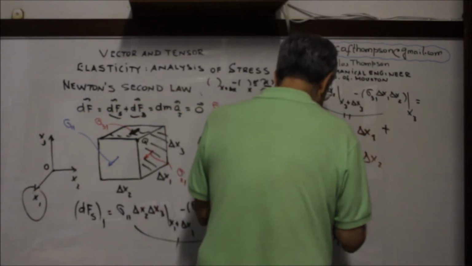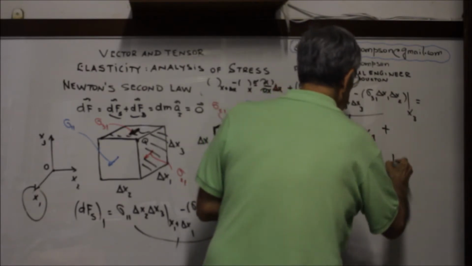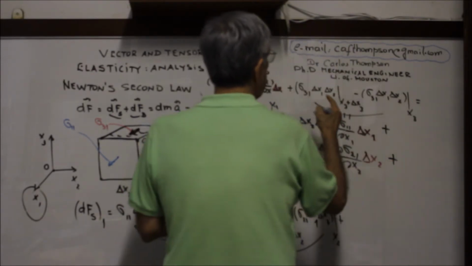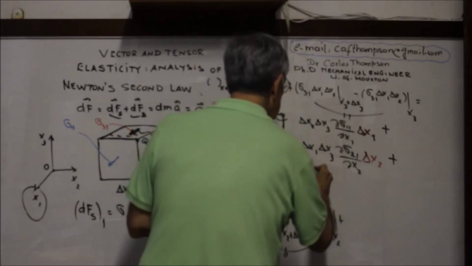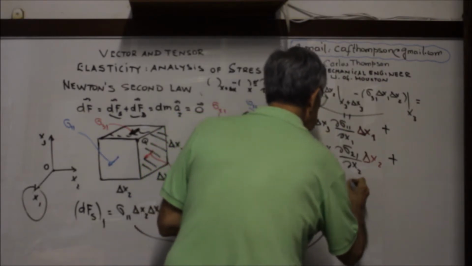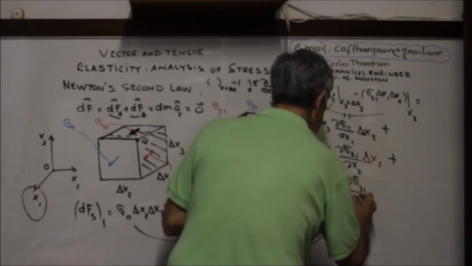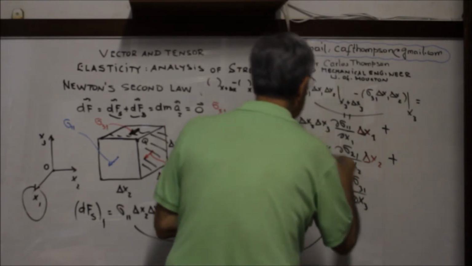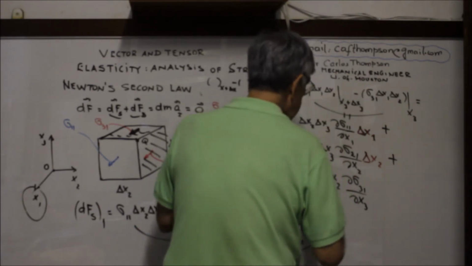Now I need to apply the derivative on the third one. Plus, here delta x1, delta x2 is constant. So the partial derivative of sigma 3,1 with respect to x3, and don't forget, times delta x3.